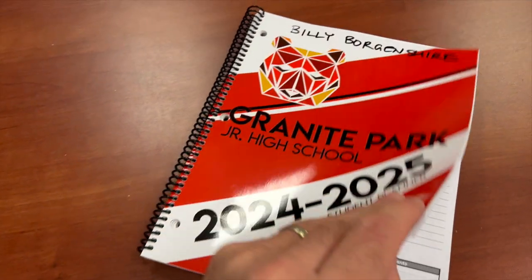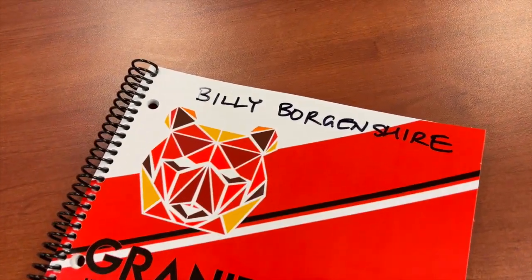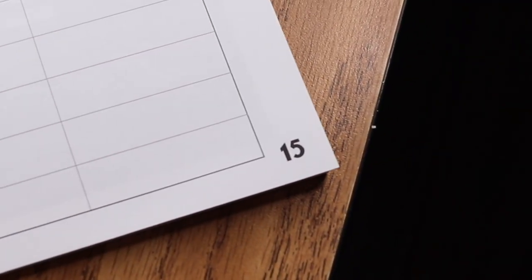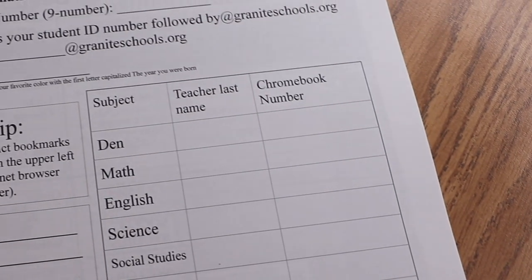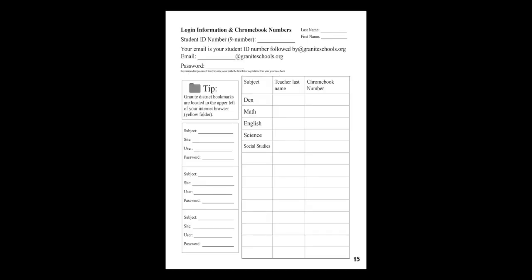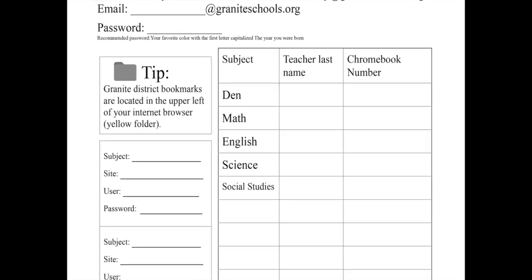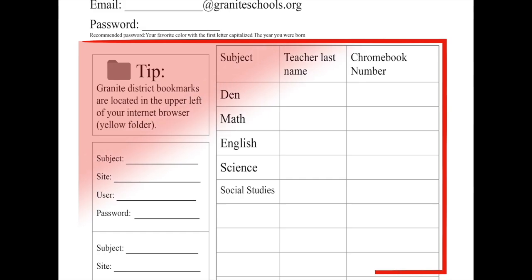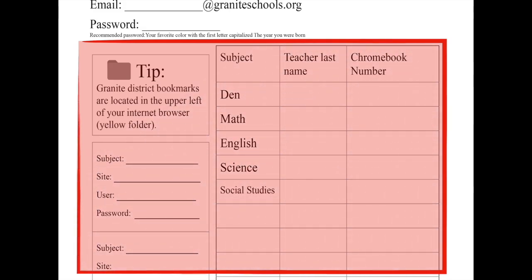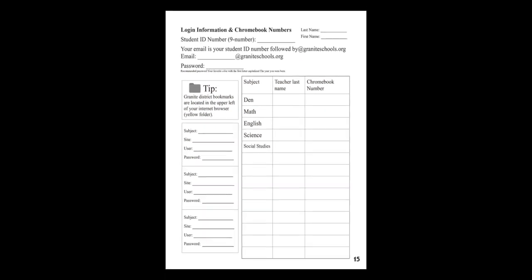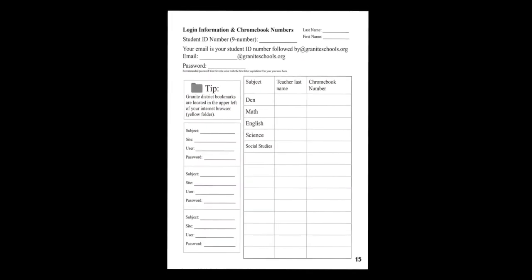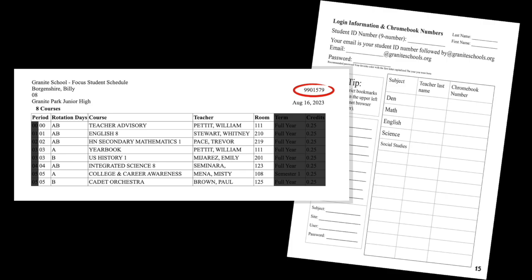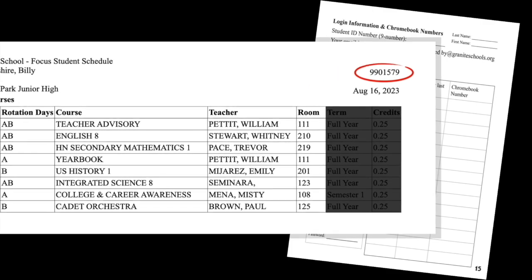So here we are back in our planners. Go ahead and open your planner this time to page 15. It's going to look kind of like this. Now, in the middle of the page, there's going to be this big area where your teachers in your classes are going to help you keep track of your Chromebooks and which Chromebook you have checked out. We're not going to worry about that right now. That's for later. However, what we are going to do requires your schedule. So go ahead and pull it out.